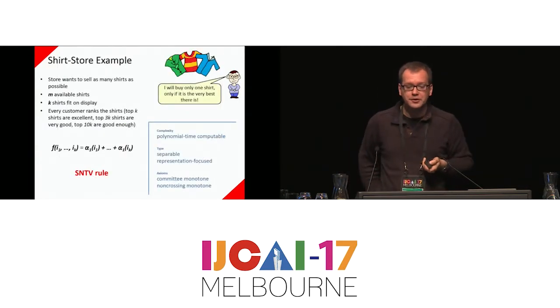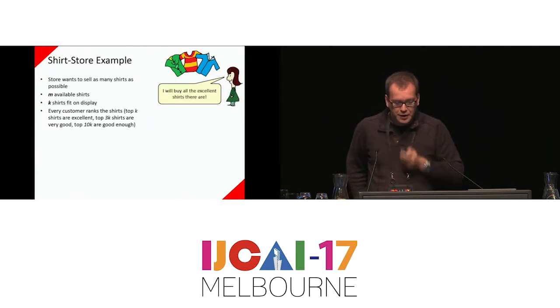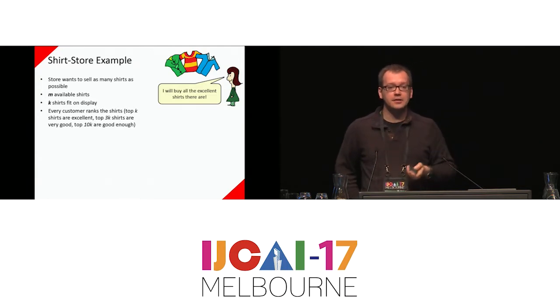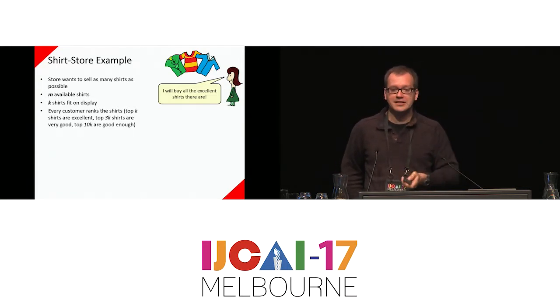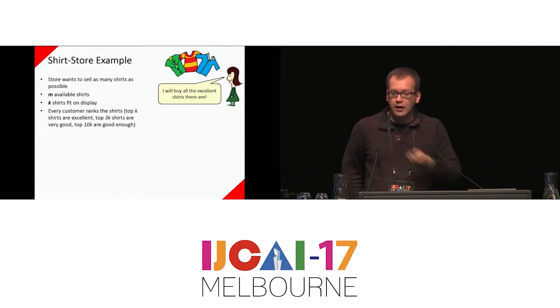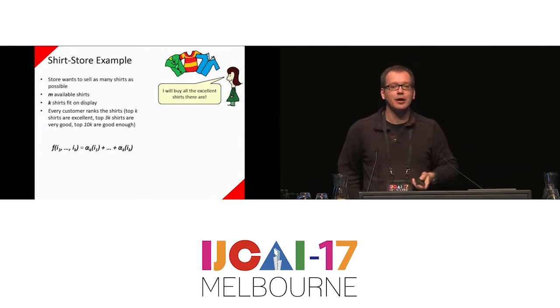Okay, so here we have a new customer. And this customer says, I will buy all the excellent shirts there are. So among all these K shirts, the green lady will look around and says, I buy all of them as long as they're excellent. So we can describe her buying function as a sum of K approval functions. So she looks at every item, she looks if it's excellent, if it's among top K, and if it is, she adds it to the list, she buys it.